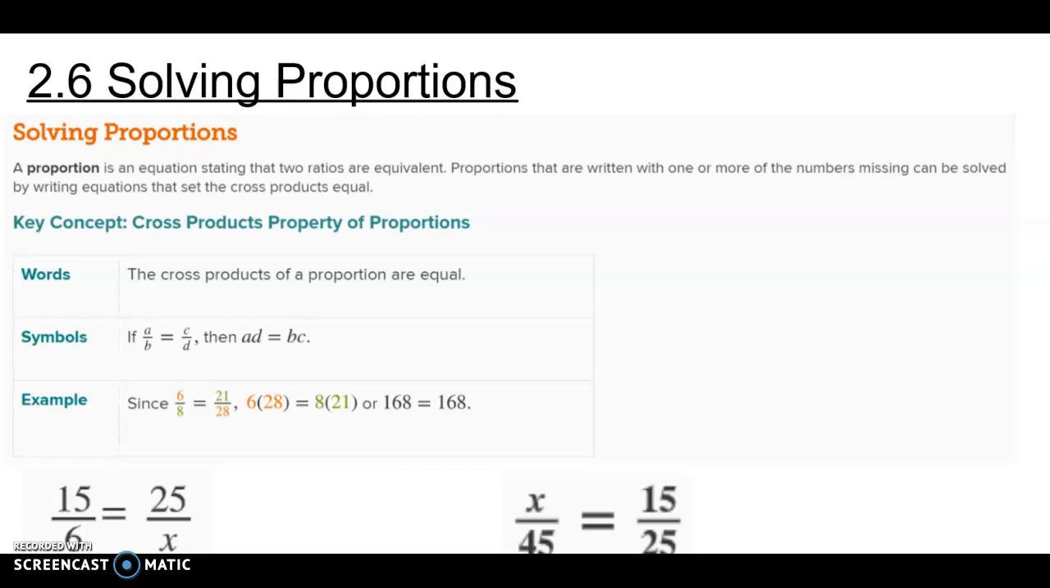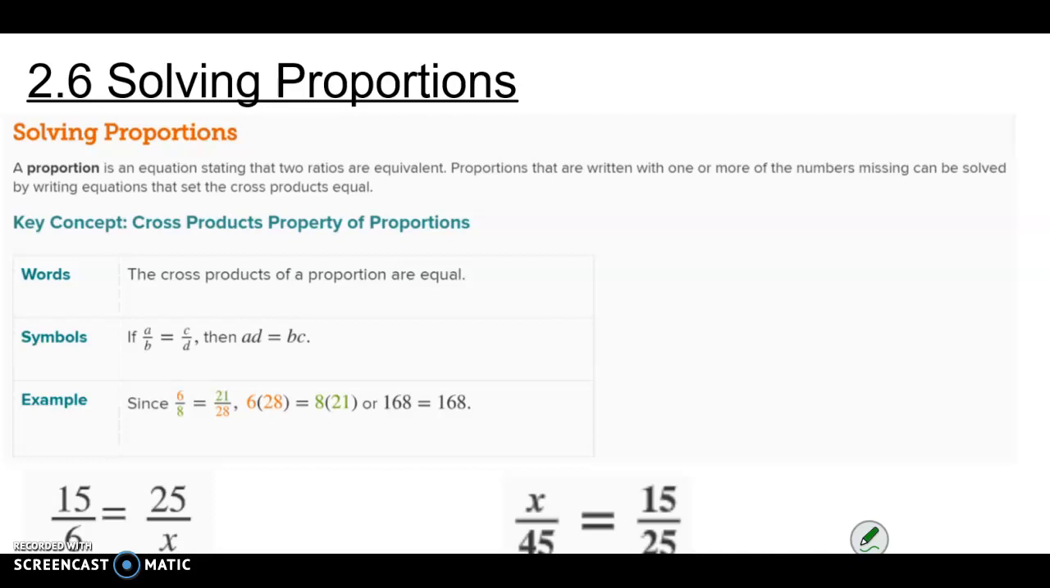Hello students. Today we're going to be looking at 2.6, solving proportions. Proportions is something that you probably saw a lot of in 6th or 7th grade, probably 7th grade. We're taking kind of the same idea that you've seen before and applying it to bigger and bigger situations.